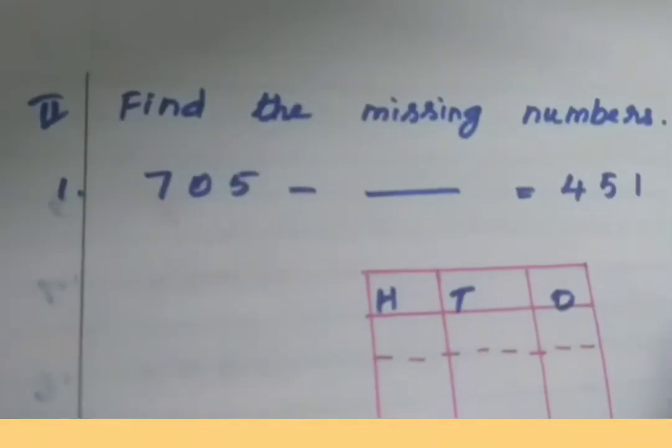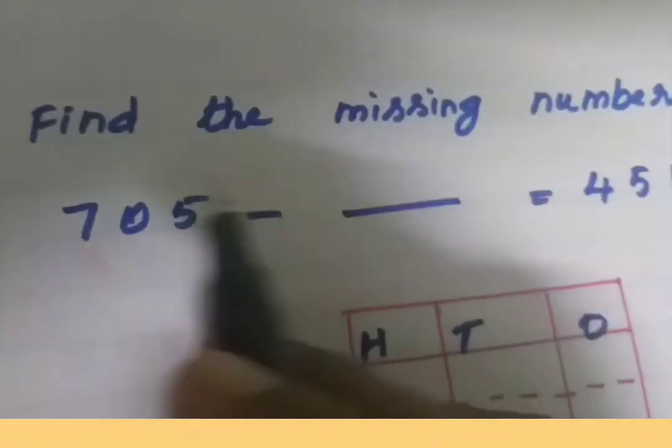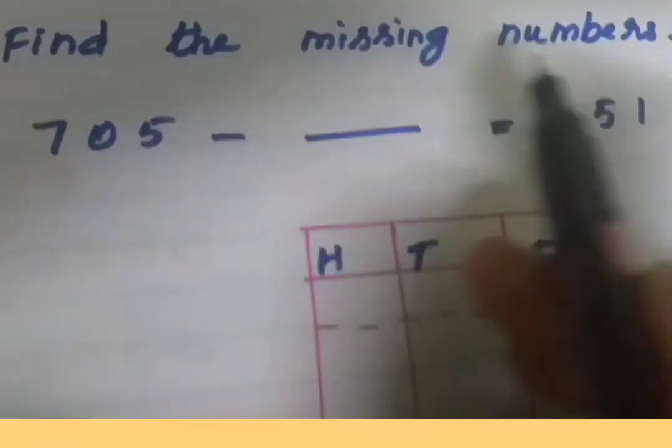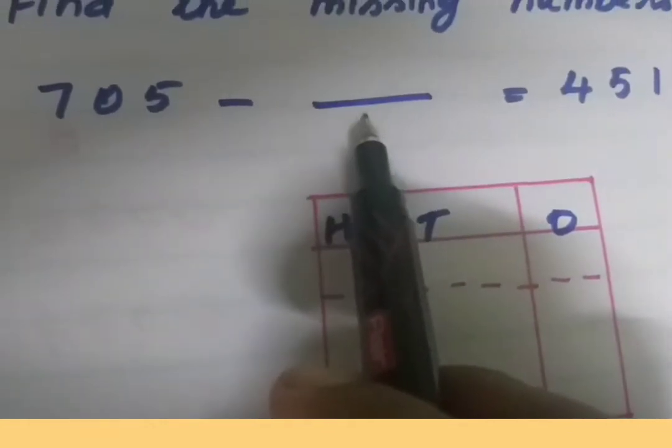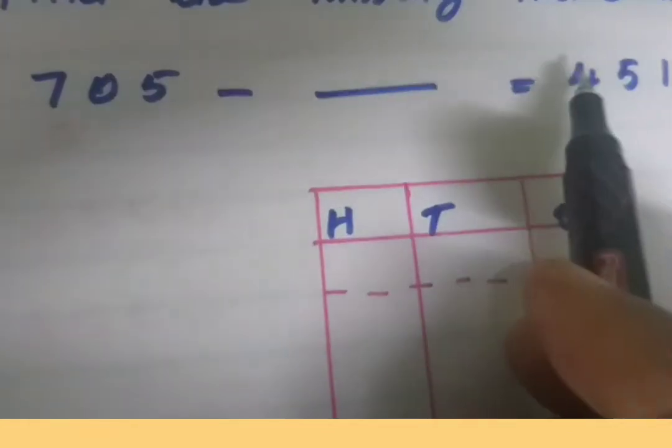Students, all of you, take out your maths note and put the second Roman letter: find the missing numbers. Here there are two numbers, and one missing number. That is the second smallest number. And you should write immediately.